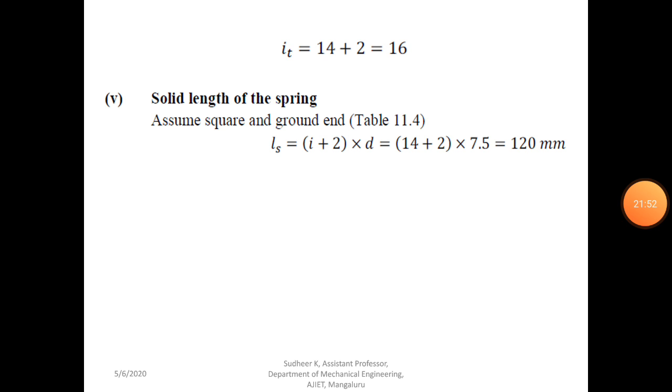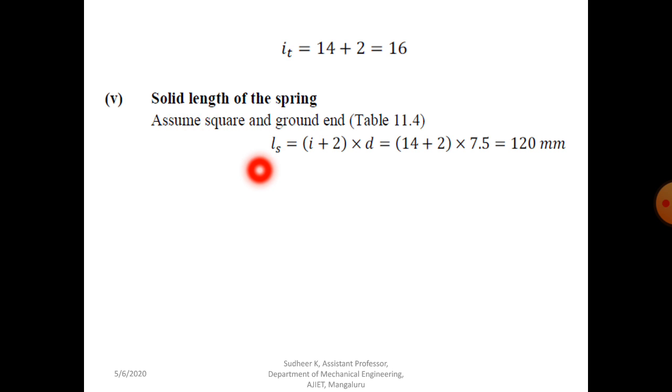Next, we need to find out the solid length of the spring. Solid length is when the adjacent coils touch each other. When you apply maximum load to the spring, it gives maximum deflection, so the adjacent coils touch each other and there is no gap. Such a length we call the solid length of the spring.